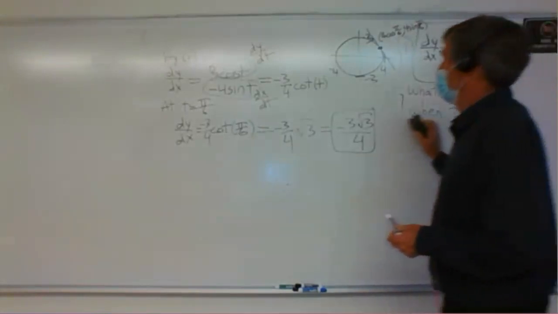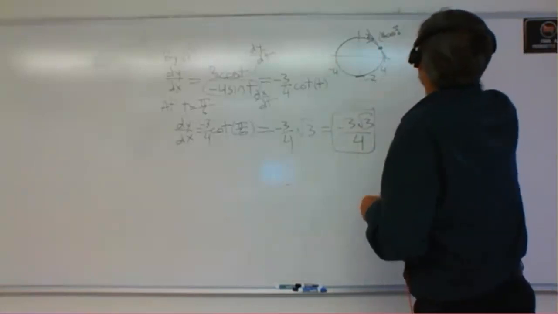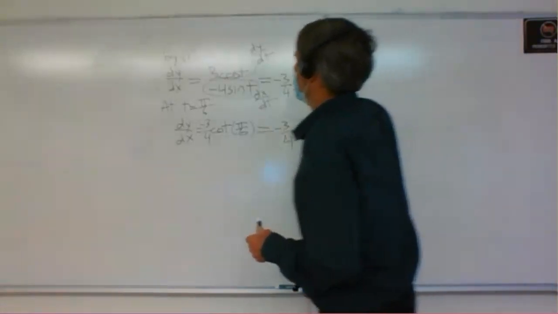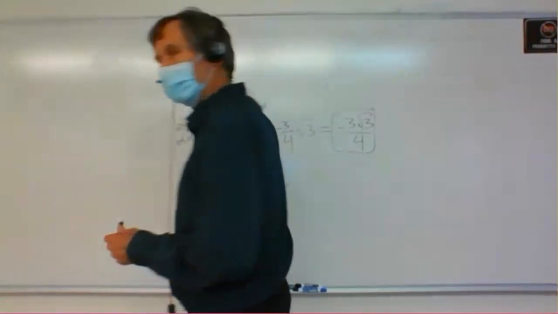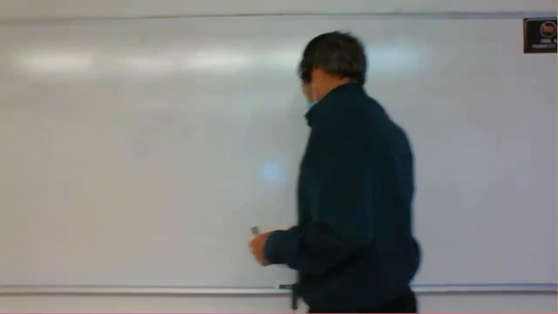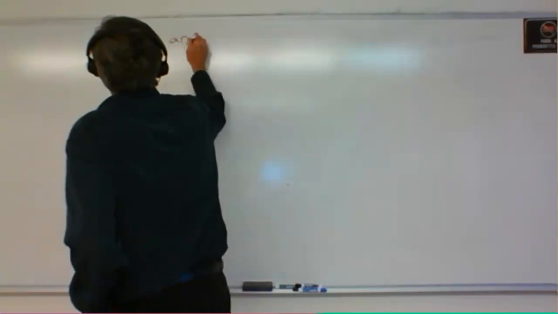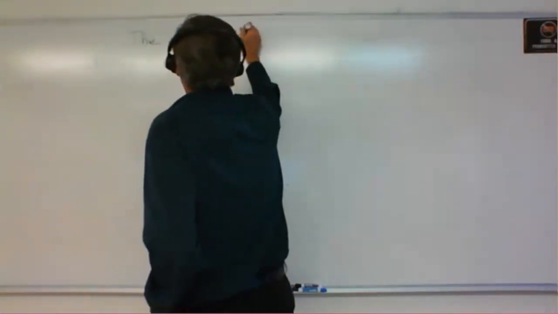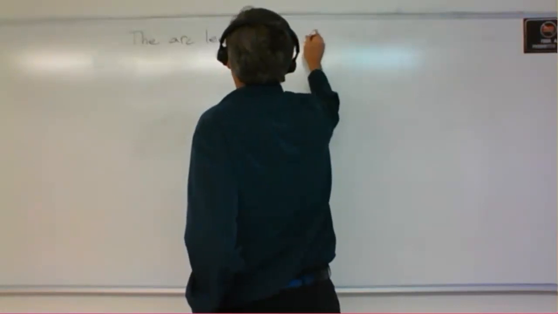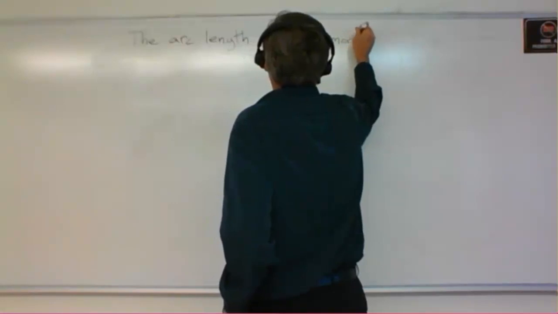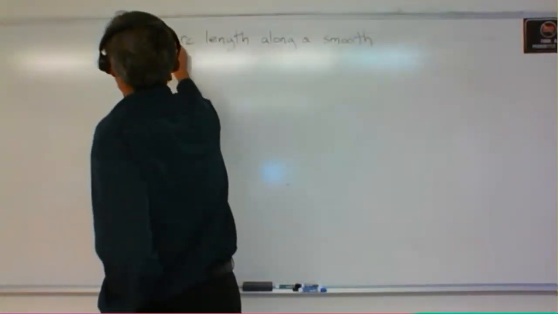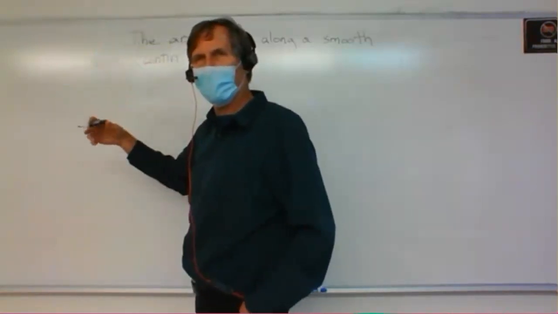All right, let's get rid of this then. A second topic is calculating arc length. The arc length can be calculated along a smooth curve. Another name for smooth in this book will be continuously differentiable. I'm trying to introduce you to some terms you're going to hear in higher mathematics and in the sciences.